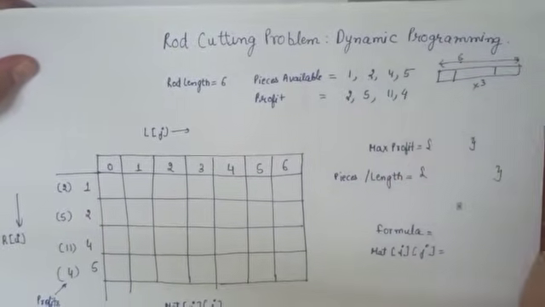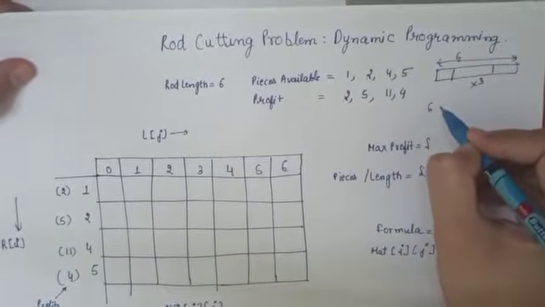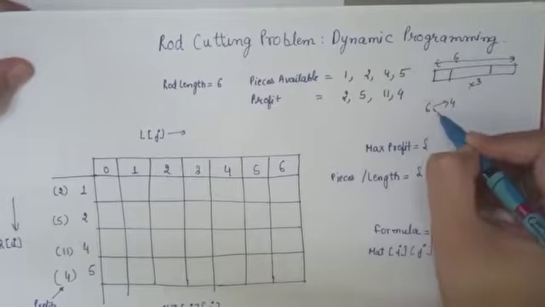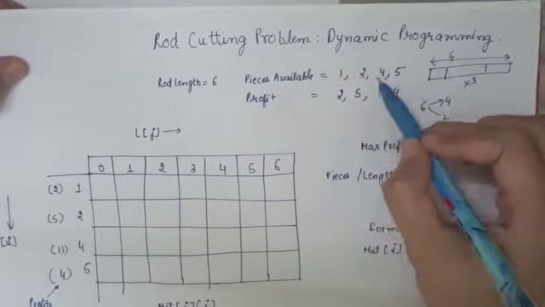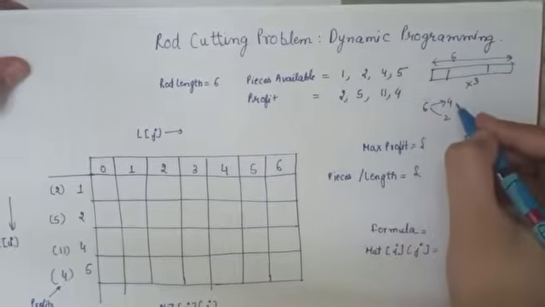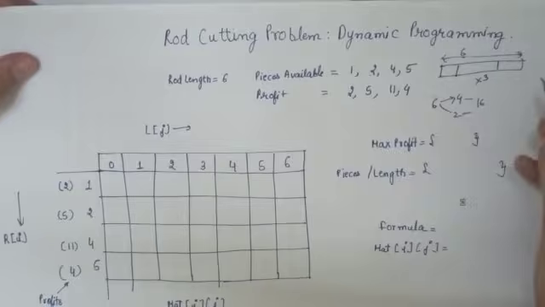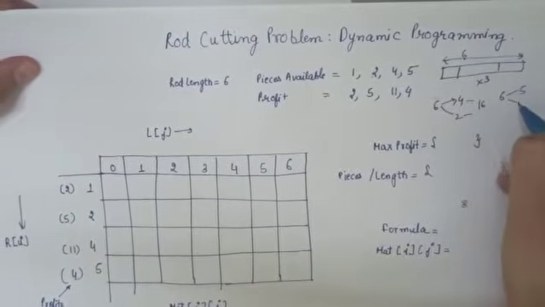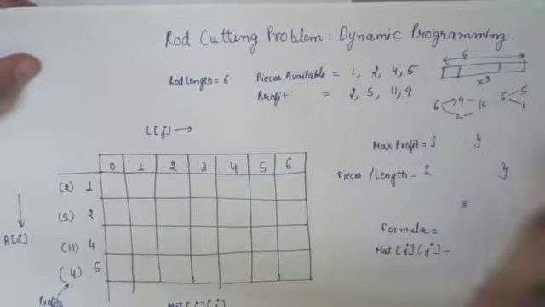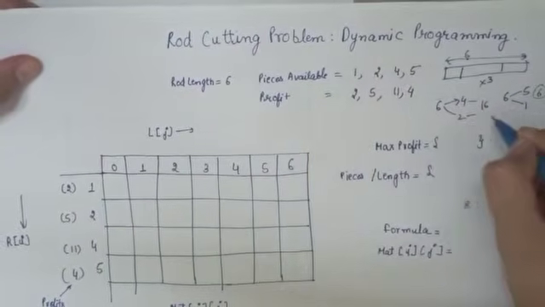Say we have a rod of length 6. We can cut this 6 into pieces of 4 and 2, as you can see. The profit associated with it is 5 and 11, so the total profit will be 16. Or the other way would be we can cut the rod into two other pieces, maybe 5 and 1, because both pieces are available. So the profit associated will be 6. But 16 is the maximum.